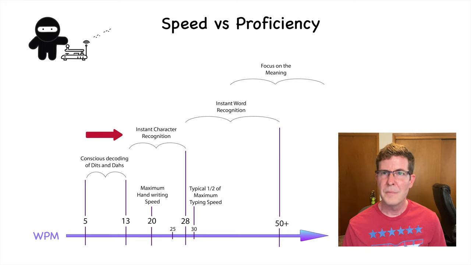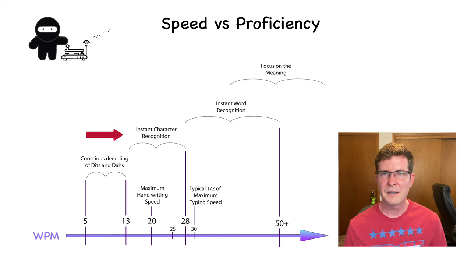That's why most people will recommend that you learn with the Farnsworth method. You learn at a character speed no less than 20 words a minute and an overall speed of 10 words a minute. And the extra spacing is put between the characters and the words. You'll typically be using this between a speed of 13 words a minute up to about 28.